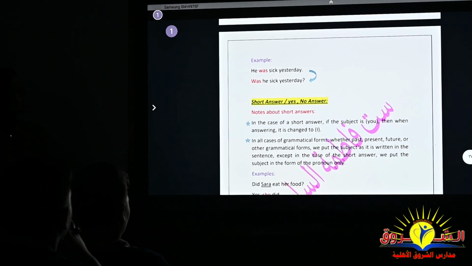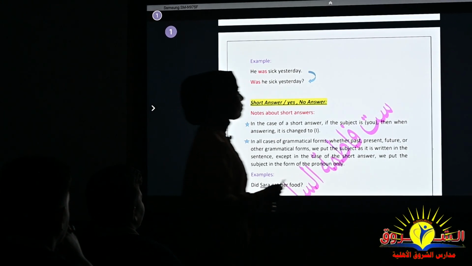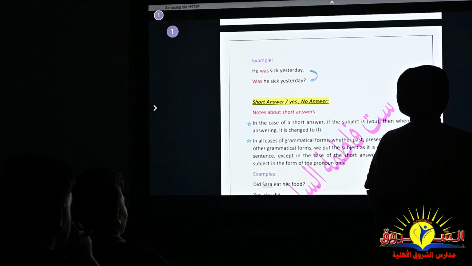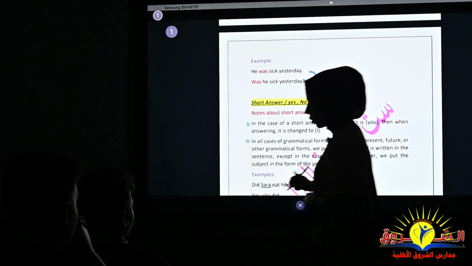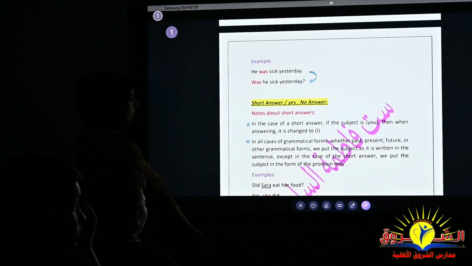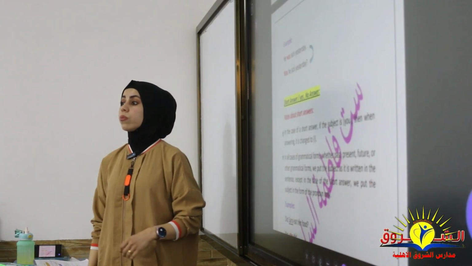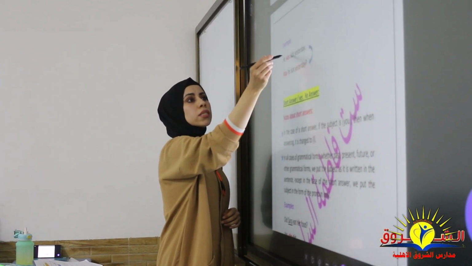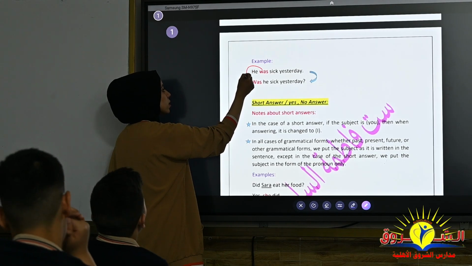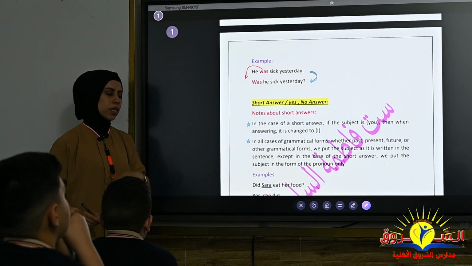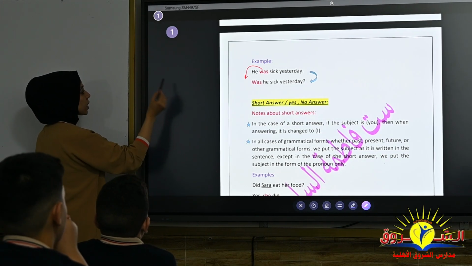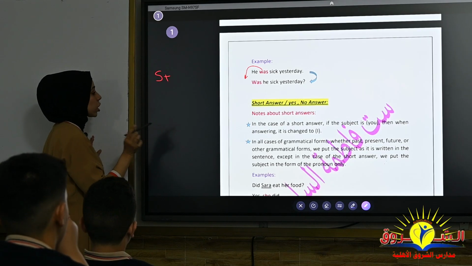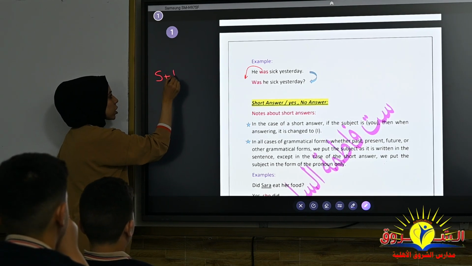He was sick yesterday. Where is the verb here, Sanad? Was. And if I ask you to make it in the question form, can I use did? Good job. So we will place was at the beginning of the sentence and then write the rest of the sentence. Good job.